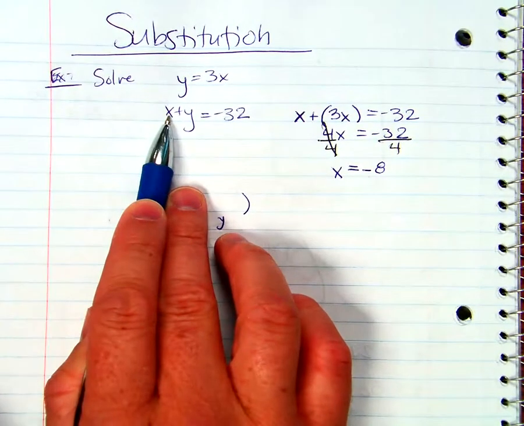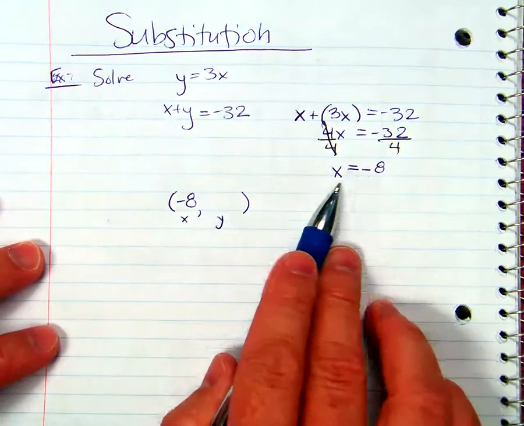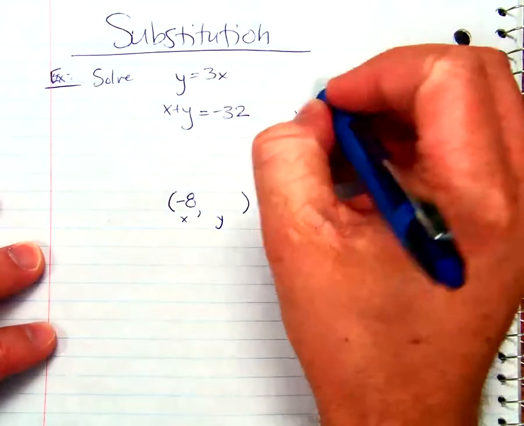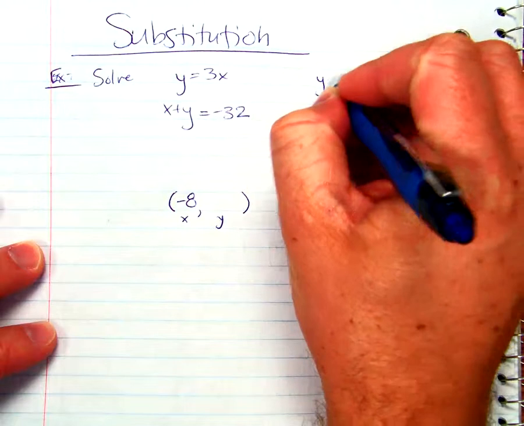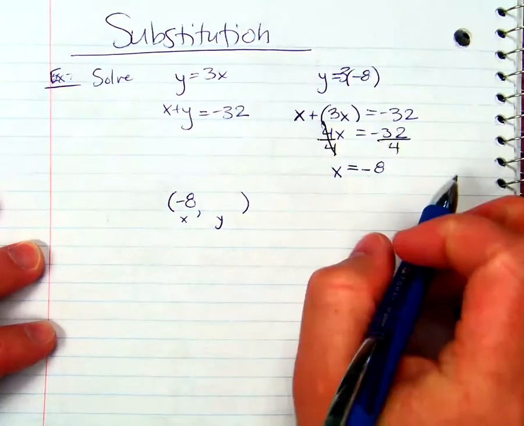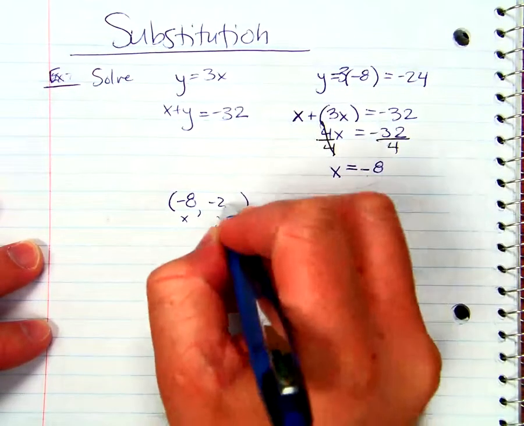It doesn't matter which one you plug it into, you will get the exact same answer either way. So it doesn't matter to me where you plug it in, but if x is negative 8, I'm just going to plug it in here because I've got room here. Instead of x, I'm going to plug in negative 8. What's 3 times negative 8? Negative 24.